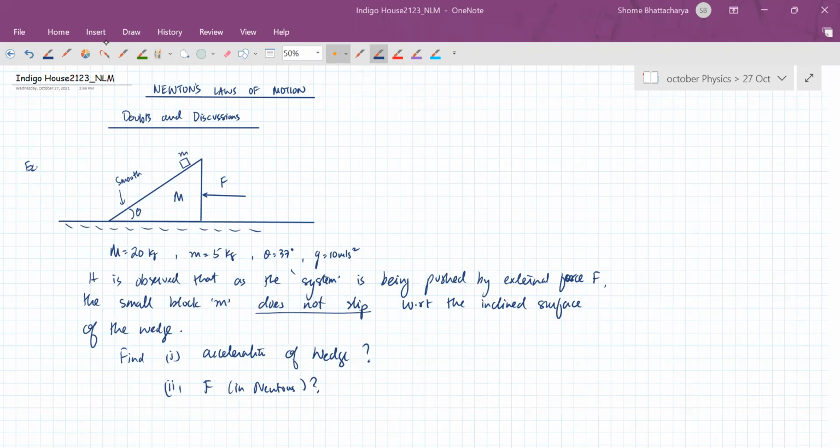Sir, for the first part of the question, do we directly have to apply F equals m a? No, the first part, see, that's what you have to understand. You have to find the acceleration of the wedge so that the block does not slip with respect to the wedge. So think about that first, okay? If the wedge is accelerating with A, how much should that A be so that the block remains at rest? So make the FBD of the block in the wedge's frame first.